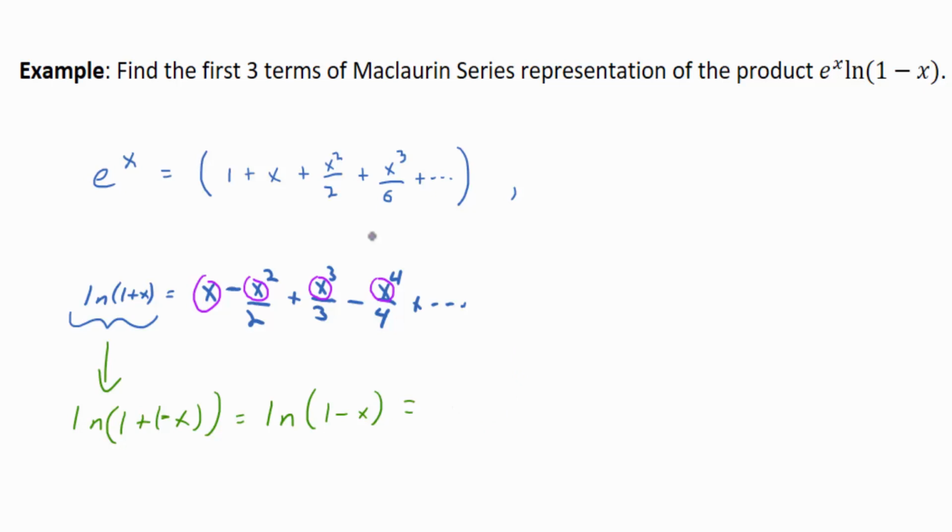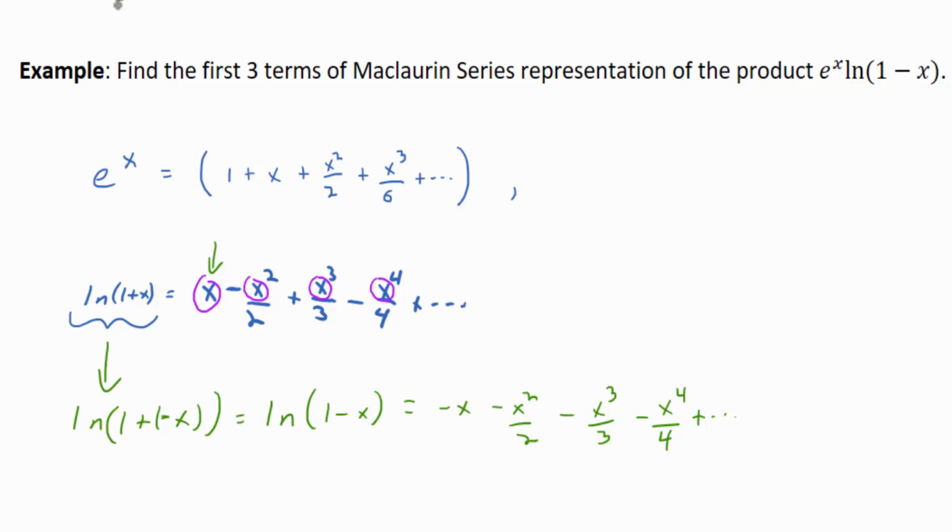So this guy will become a minus x. This guy will stay minus x squared over 2. This guy will become negative x cubed, which means the negative sticks around. You can pull it out front. This guy stays minus x to the 4th. Might be more terms than I need, but good enough. So now that we have that, we're just going to do the multiplication like these things are polynomials.